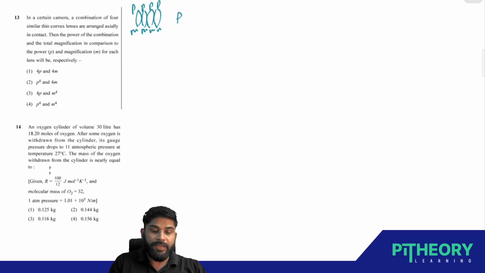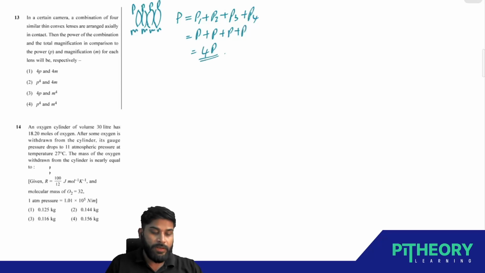The power relation is nothing but P1 plus P2 plus P3 plus P4. Very simple question, correct? What is that equal to? P plus P plus P plus P, which is 4P. Very good, right? So very clearly it can be either option 1 or 3. Now which out of that will it be? We'll confirm with the magnification.